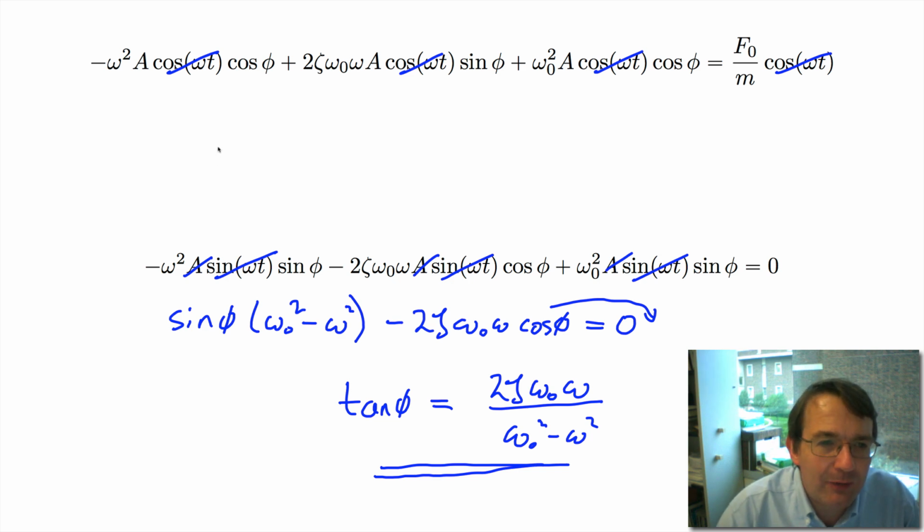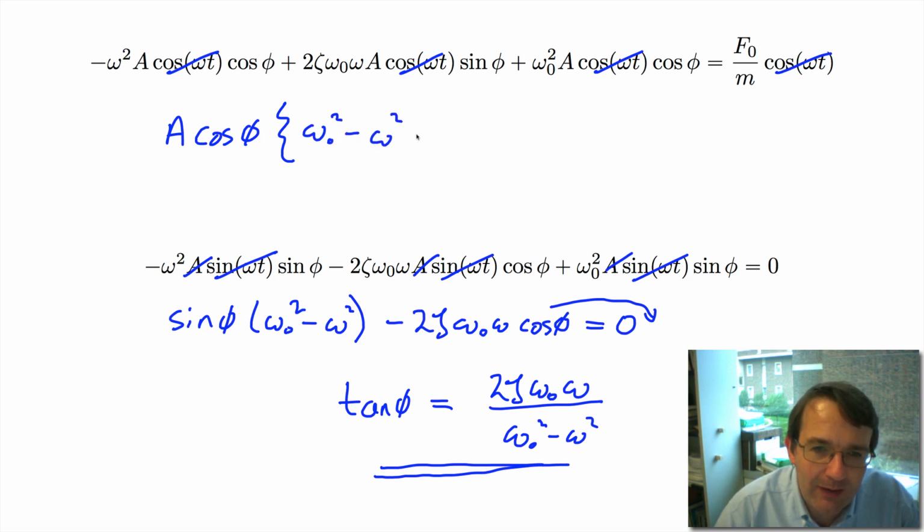So now what I'm going to do is take the A term out. So I'm going to have A, and then this is going to be multiplied by... well, I'm also going to take a cosine phi out. So A times the cosine of phi, and this is going to be multiplied by omega naught squared minus omega squared plus 2 zeta omega naught times omega.